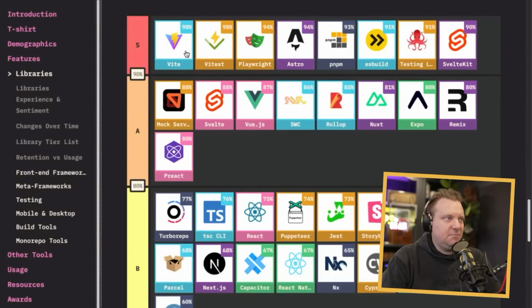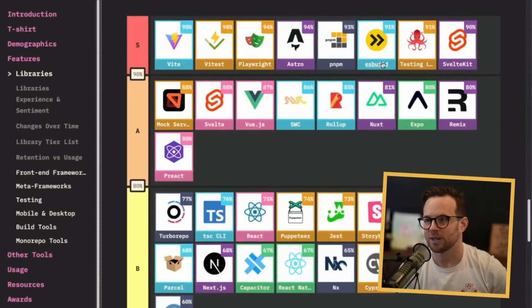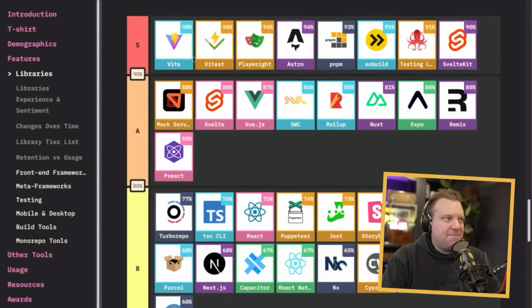Yeah. So we got Vitest. Vite and Vitest are always just dominating these things. I have an official answer here. S stands for shu, which in Japanese means excellent. So that's where it comes from. All right. So S tier, we got Vitest, Playwright, Astro, PNPM, ESBuild, Testing Library, and SvelteKit coming in.